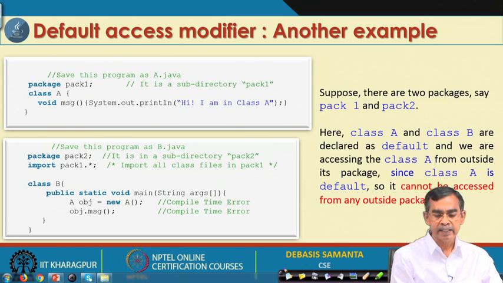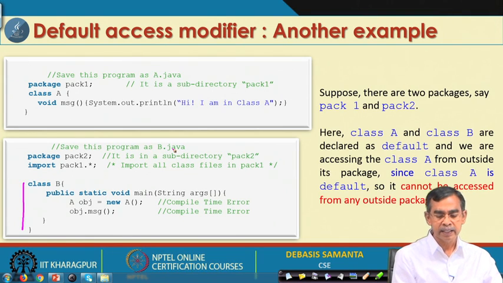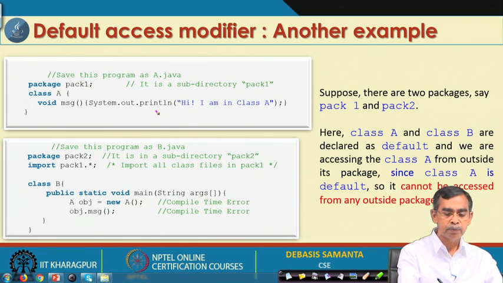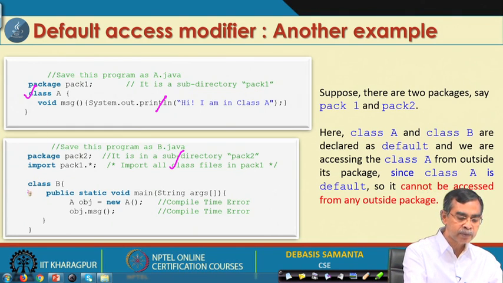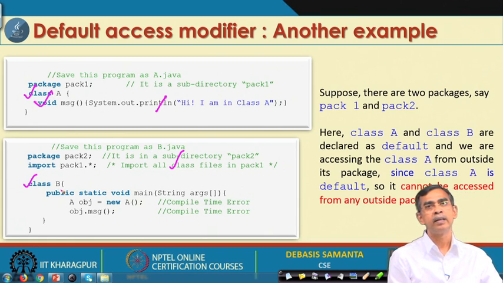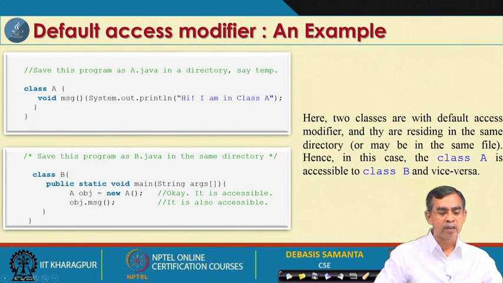In this case, this program is saved as a.java in the sub directory pack1. Now, this is another program, saved as b.java, in the sub directory pack2. Now, as you see, this program and this program belong to different sub directories, that means the default access specifier will lead to a compilation error. So, this is what we have already discussed earlier. So, this is the concept. Now, access specification is all about this.